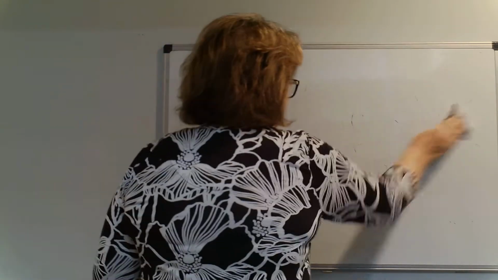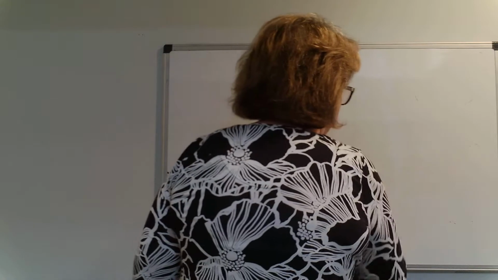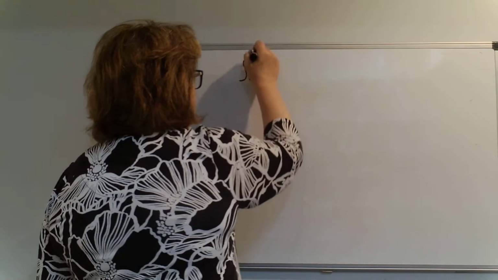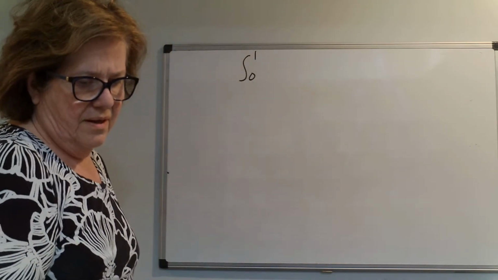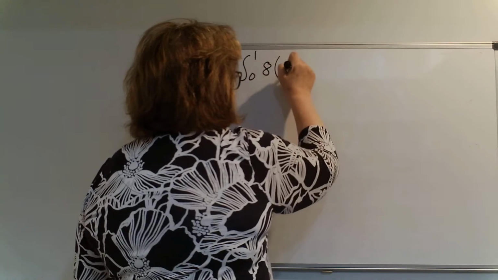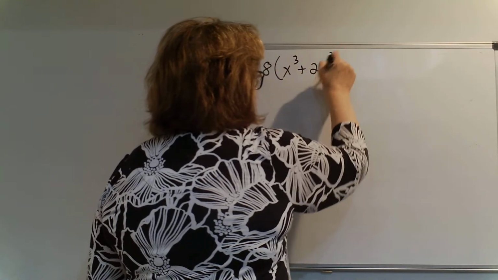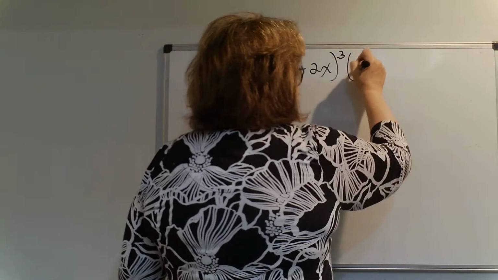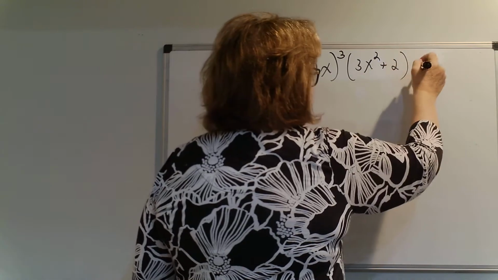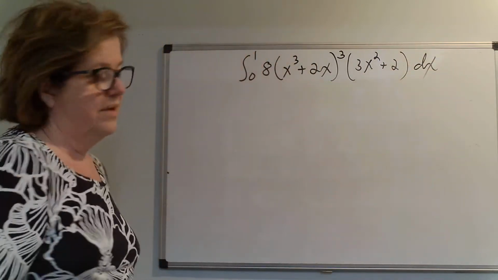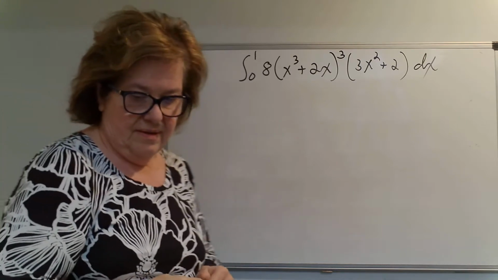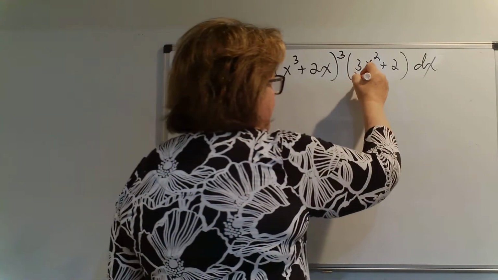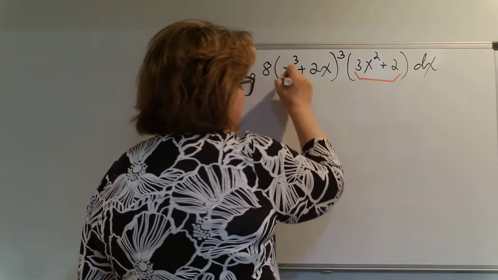Okay, so our problem we're given is to find the integral from 0 to 1, so this is a definite integral, of 8 times x cubed plus 2x to the cubed times 3x squared plus 2 dx. Okay, so the key is to notice that this is the derivative of this.